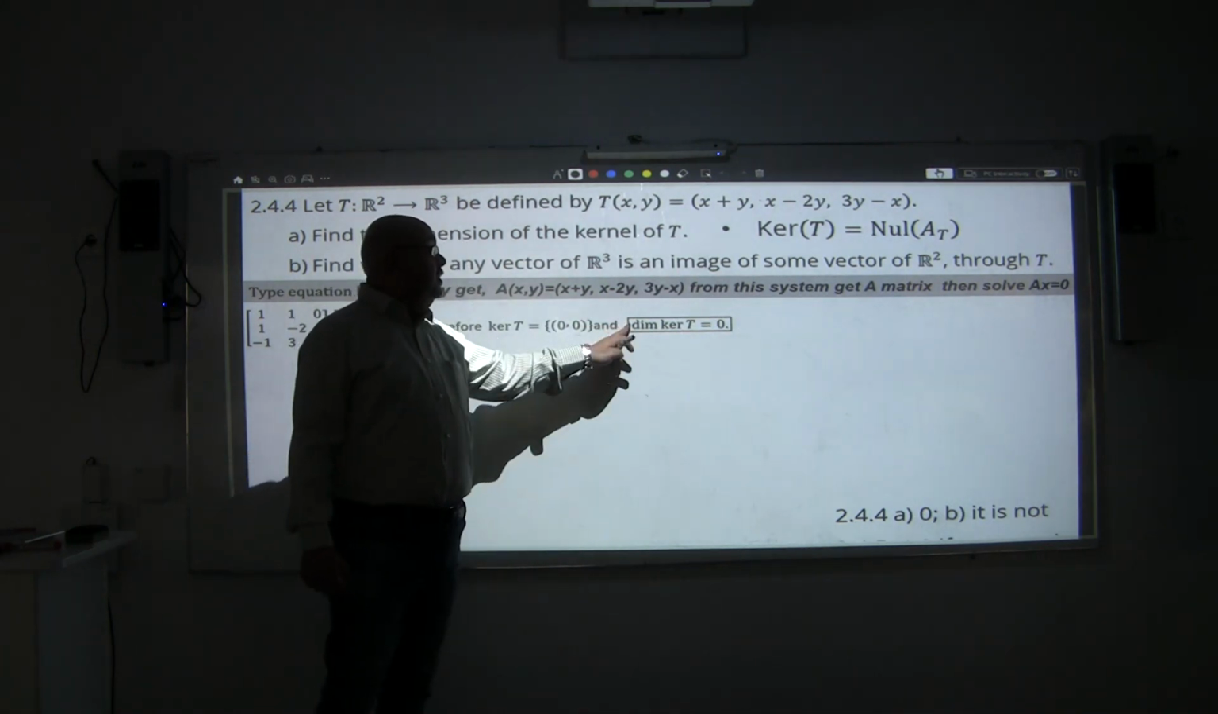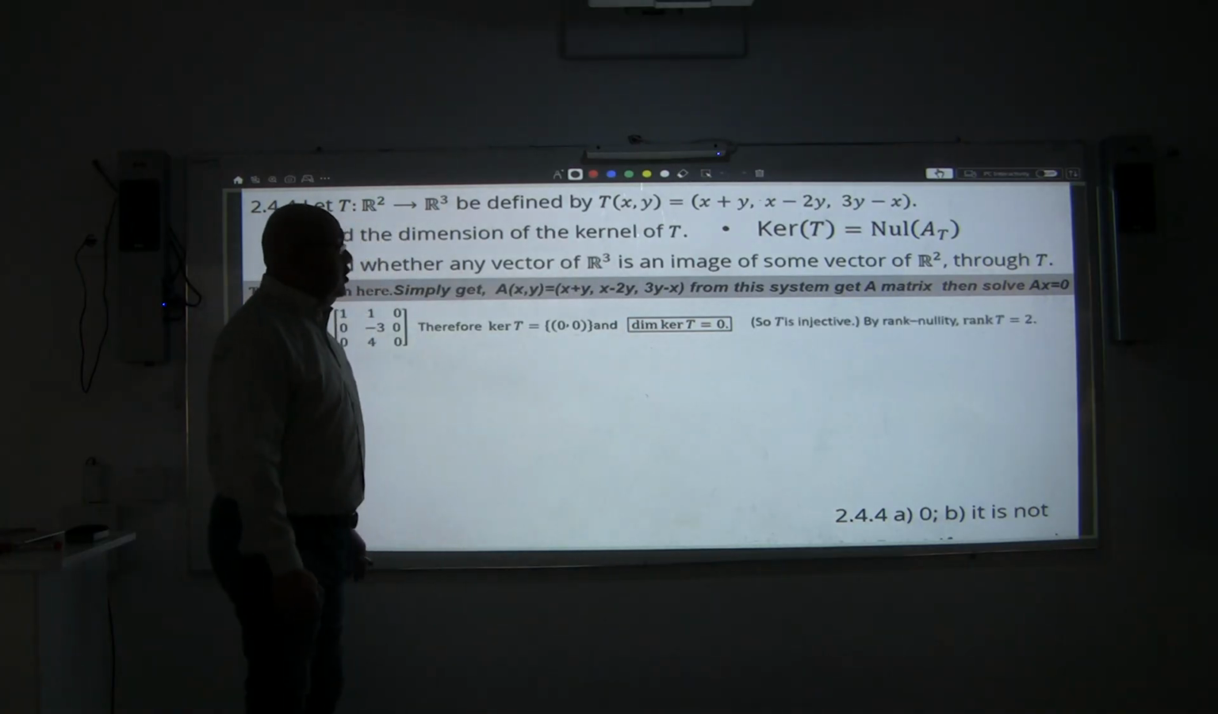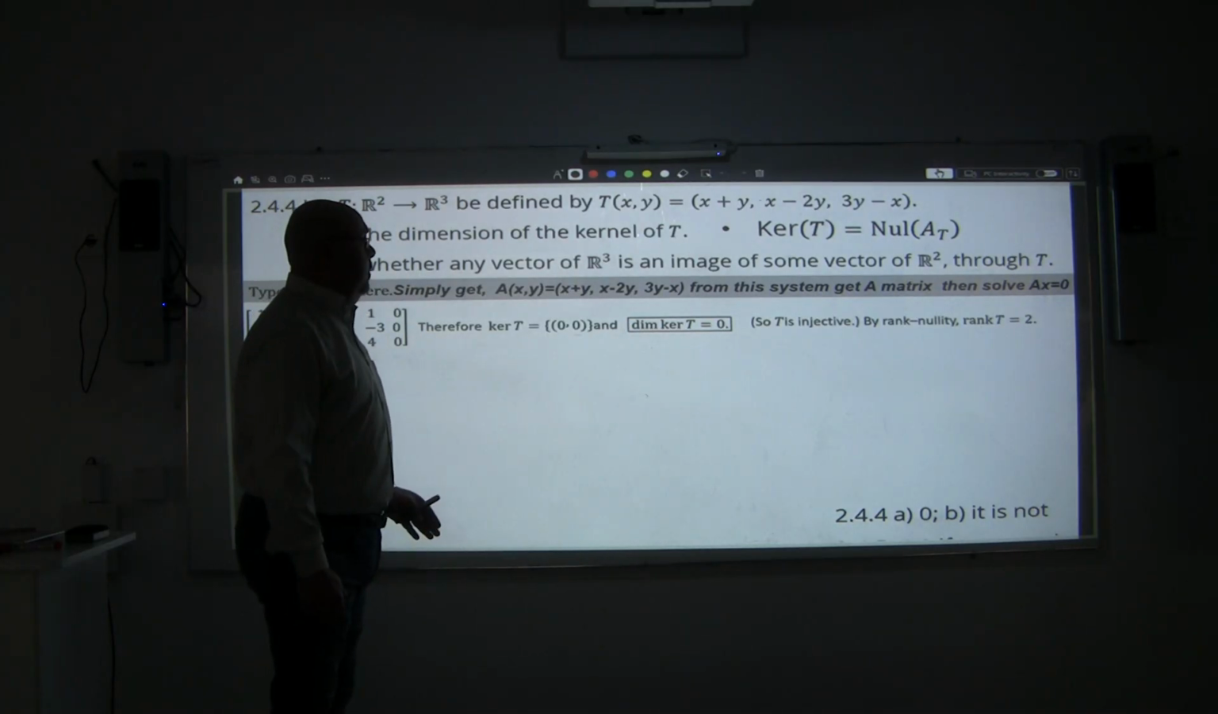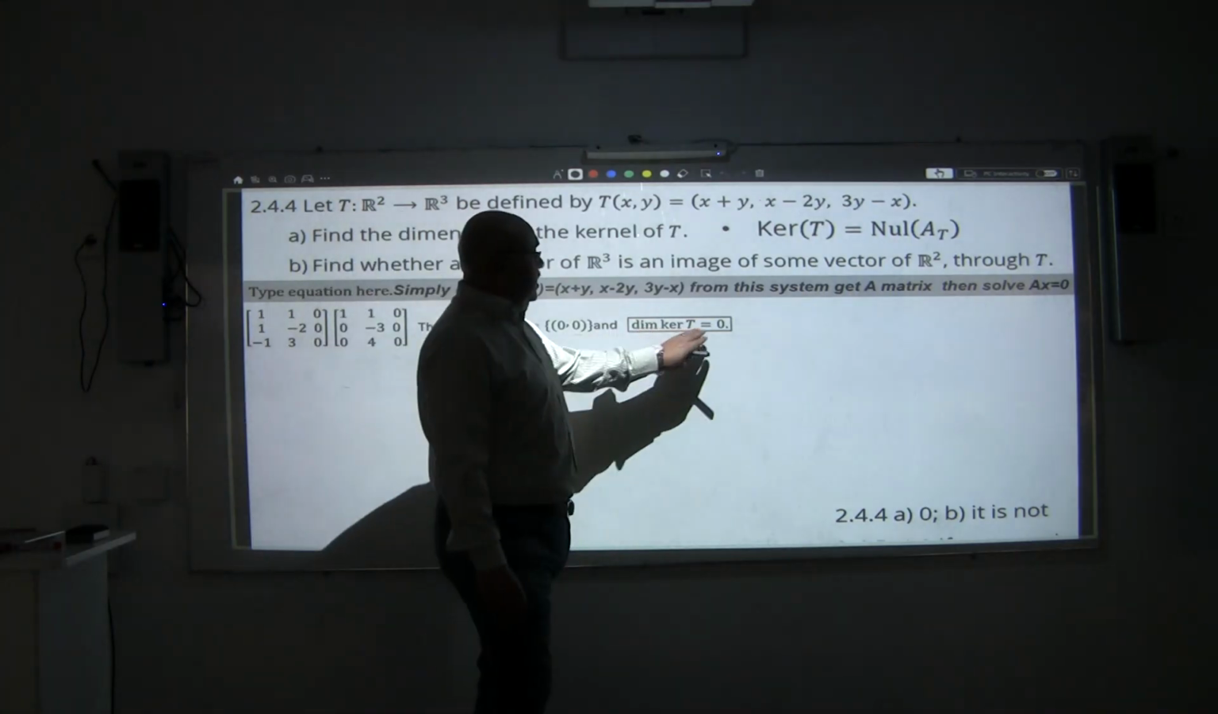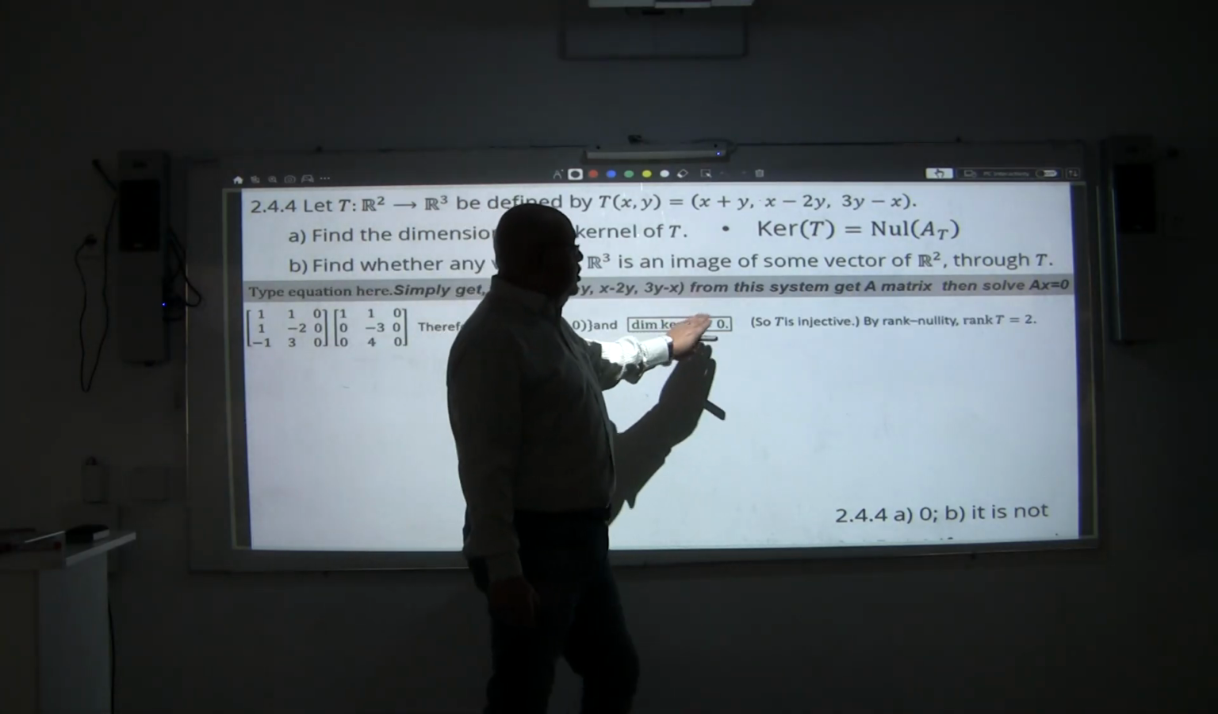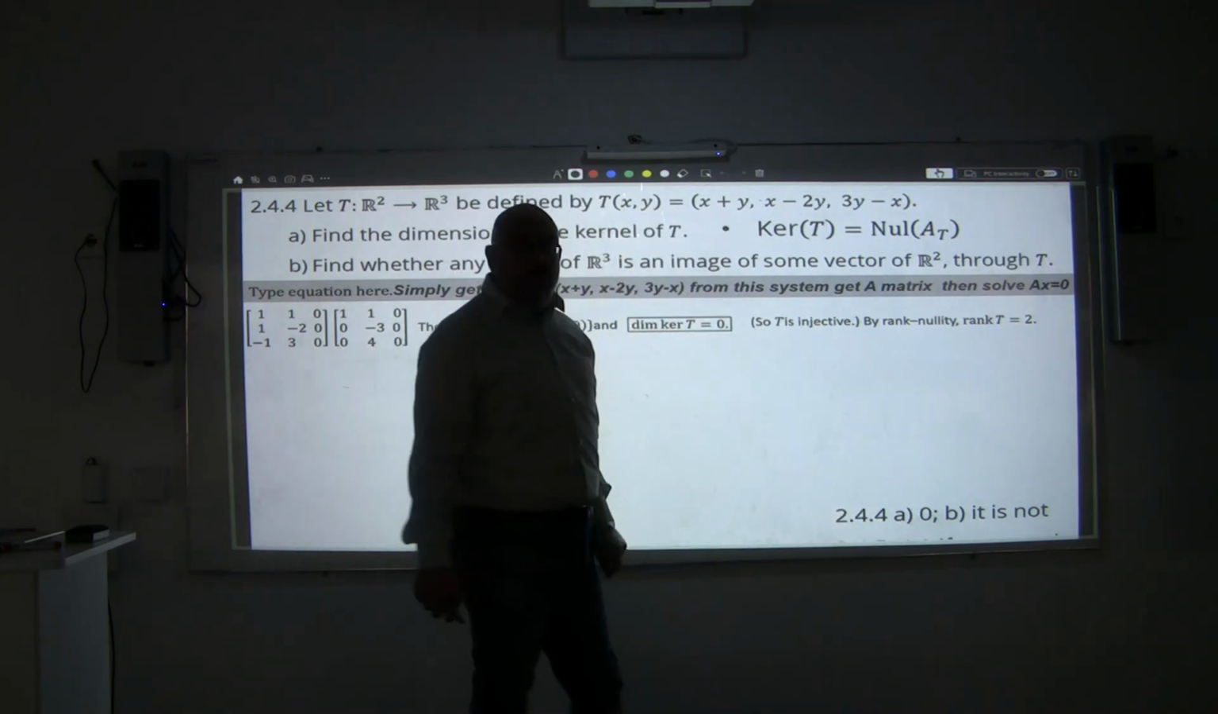That will leave you with the dimension of the range equal to 2, the range of this transform. And also, once the kernel is equal to 0, it means this transform is injective, by the rank-nullity theorem.